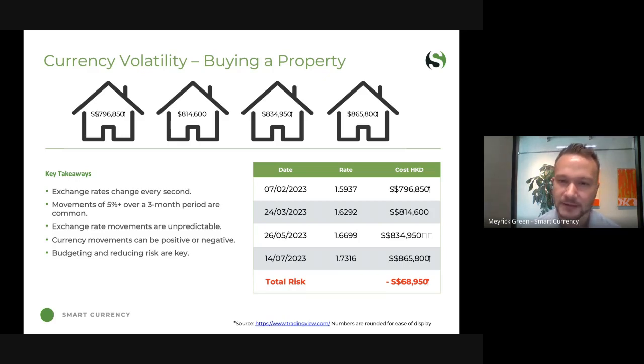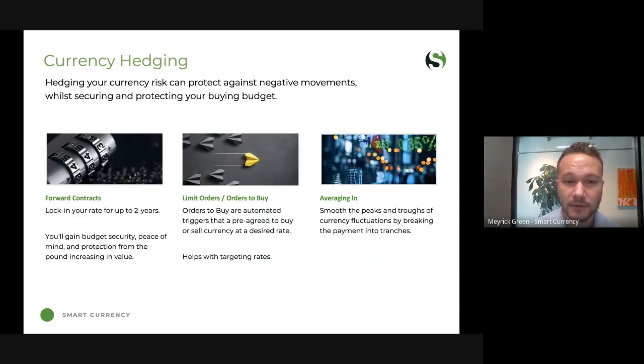So how do we begin to deal with this? Richard, if you put us to the next slide. There's a number of different ways to mitigate or minimize currency risk, and often we will combine a number of different solutions for a client depending on what they need from us. A forward contract is something which is not readily available at banks, and so it's a real added advantage of coming to a currency specialist.